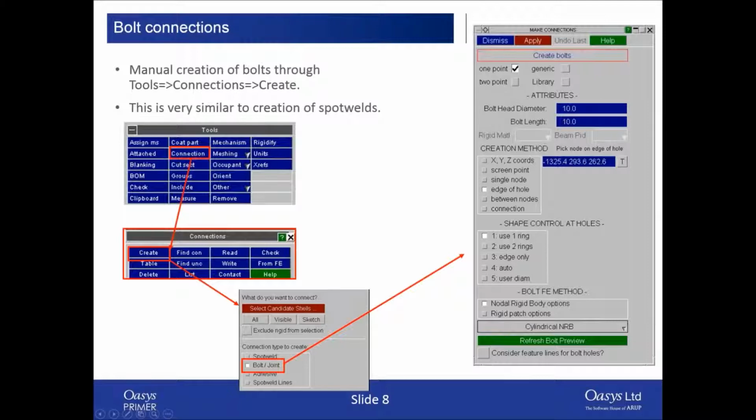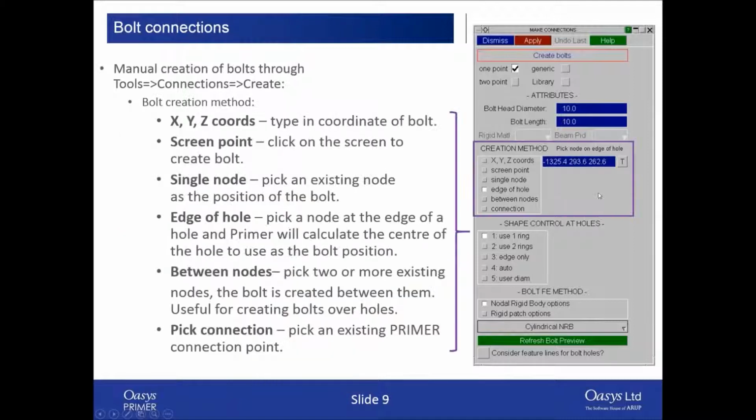So here we've got at the top here attributes. So we have bolt head diameter. So this is the diameter of the sphere that I was talking about. So you can change that to determine how big the bolt is. Bolt length as well, you can specify here. Creation method. So these are various different methods for creating this bolt. So if we just go through them, XYZ coordinates. So you type in the XYZ coordinate, the location you want to create this bolt. Screen point allows you to just click on the screen and a bolt will be created at that point.